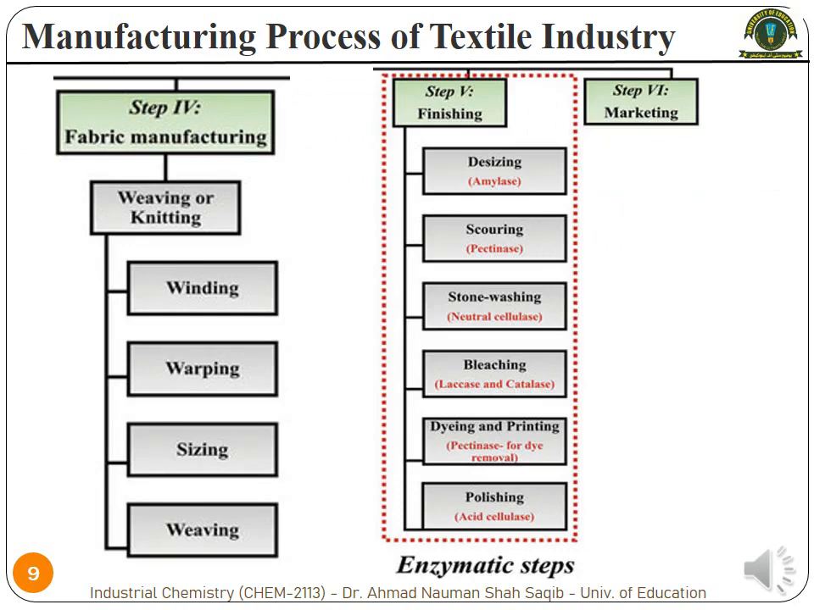And after the yarn is manufactured, the fourth step is normally the manufacturing of the fabric, which involves weaving or knitting, that can be done through different processes including winding, warping, sizing, and weaving. And then the fifth step, or the last step, which is involved in the textile industry, is the finishing process, which can be done in different ways. For example, there is a desizing process, scouring, stone washing, bleaching, dyeing, and printing, and the last step is the polishing.